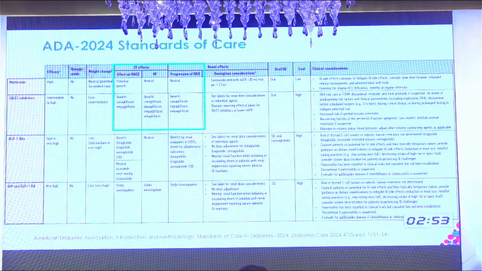So the ADA standard of care says that on the effect on MACE, CANA and EMPA are acceptable. In heart failure, all the four SGLT2 inhibitors are acceptable. As far as progression of DKD is concerned, CANA, DAPA, and EMPA, all of them are acceptable. Metformin, as we can see, is neutral as far as heart failure and DKD are concerned, but as far as all the trials are concerned, it still forms the first-line therapy.